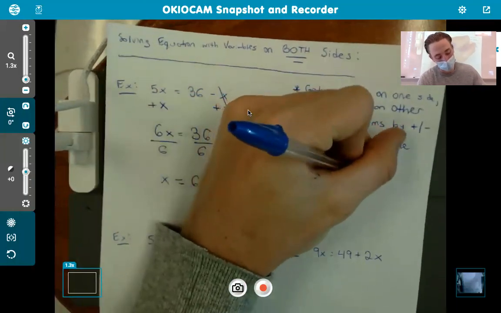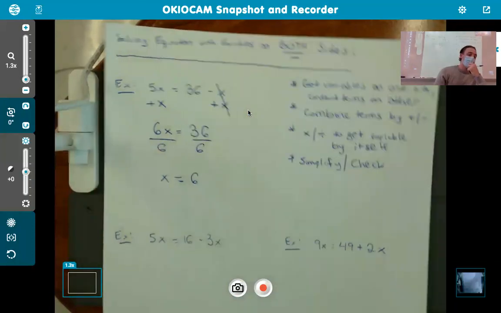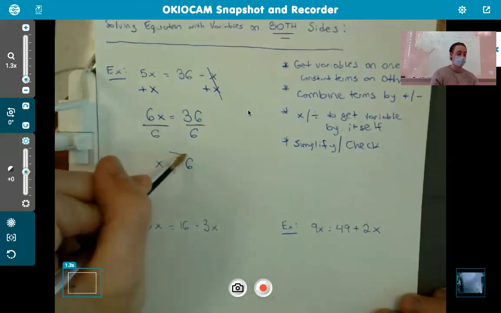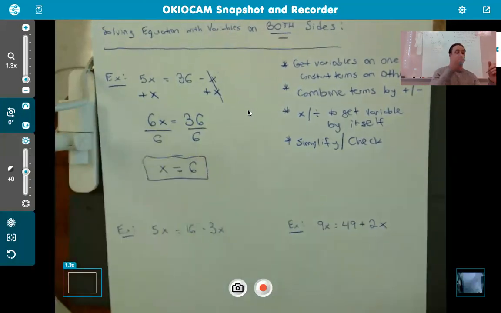And one thing that we should also incorporate is the check. We want to make sure that we have, in fact, the right answer. Well, if I were to go through and check this, what's 5 times 6? 30. What's 36 minus 6? 30. So I get 30 equals 30 on both sides. So I know that 6 is my solution. All right. So then this would be my final answer. Not only did I solve for it, but I've also gone through, simplified, and checked my answer as well.